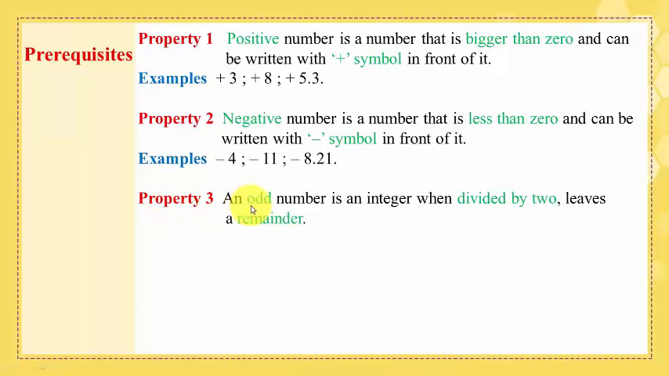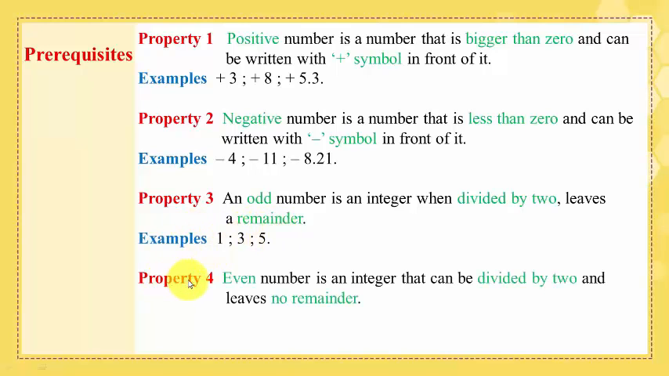Property 3. An odd number is an integer that, when divided by 2, leaves a remainder. Example: 1, 3, 5, etc. Property 4. An even number is an integer that can be divided by 2 and leaves no remainder. Example: 0, 2, 4, 6, etc. This information was taken in the previous year.